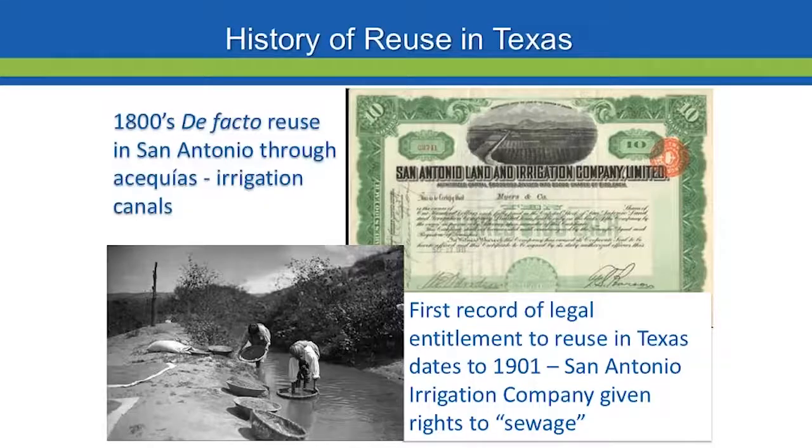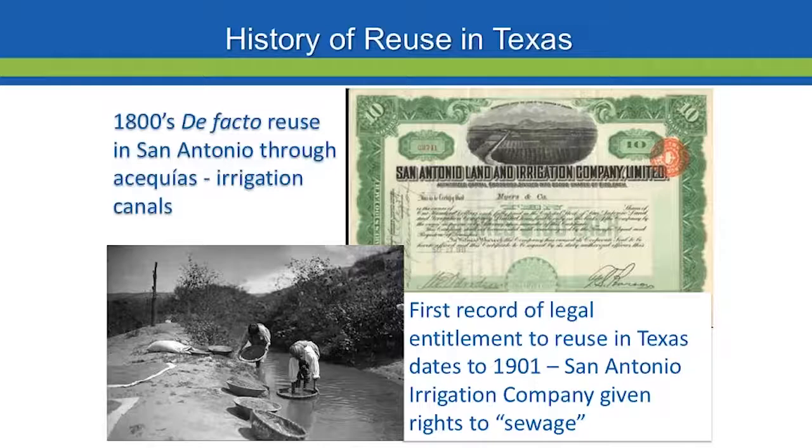And as I mentioned at the beginning, reuse in Texas is really not a novel concept. This has been going on for hundreds of years. And if you move outside of Texas, it's really been going on in what I call a de facto fashion since the dawn of time. But if we just look at Texas, back in the 1800s, reuse was occurring in the San Antonio region through the irrigation canals that were accepting return flows, and a lot of it was probably untreated or undertreated effluent, but it did serve to augment the water that was available in those canals for irrigation.